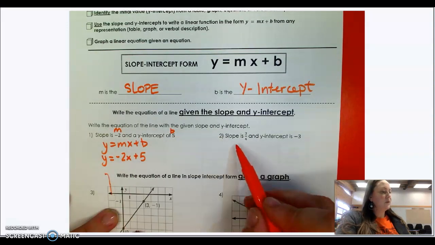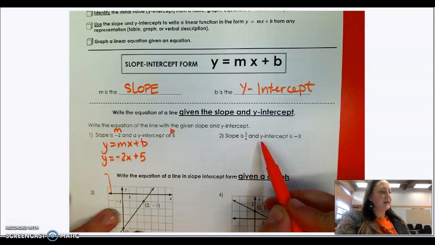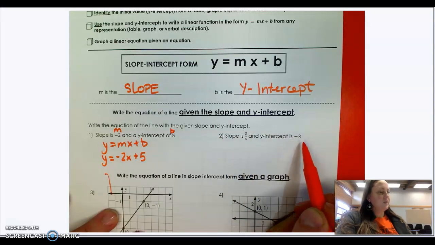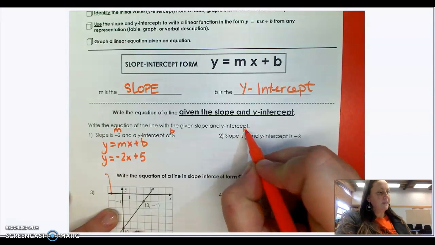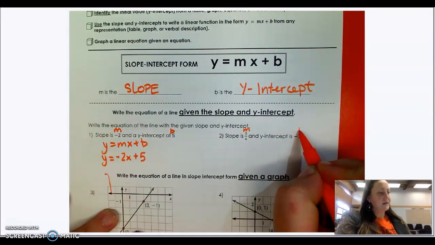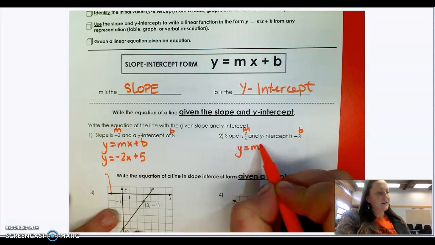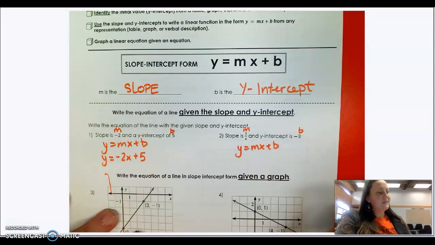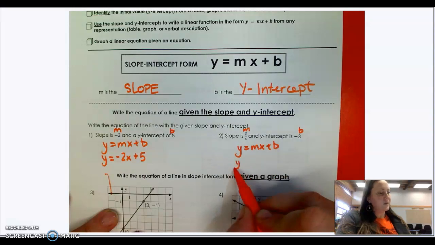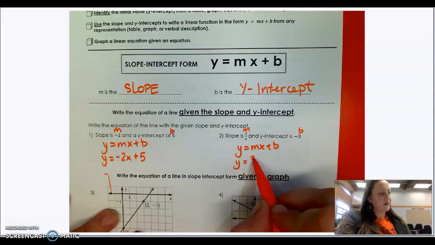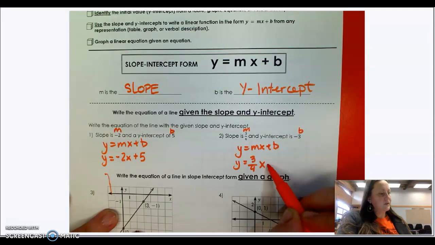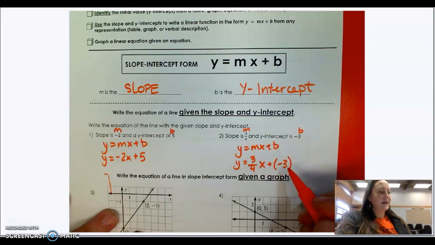Number 2, slope is 3 over 4 and y-intercept is -3. My slope is still m and my y-intercept is b. So I'm going to write my equation again, y equals mx plus b. I'm going to fill in those values. So y equals, my m is 3 over 4, x, and I'm going to include b as -3. Remember to include brackets around negative numbers so we keep them all together.